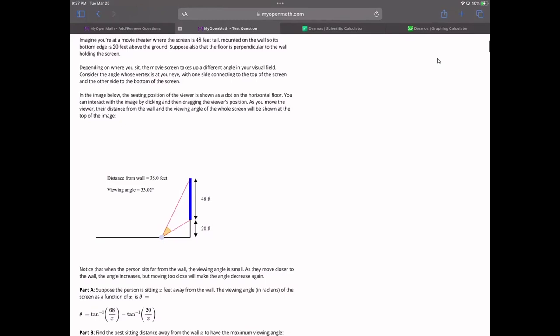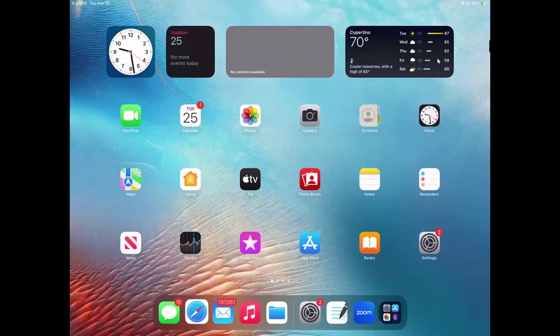Whereas if I go really close to the theater, to those terrible seats nobody wants, you get a tiny little viewing angle, only like 12 degrees. Way back at the very back of the theater, you only get 20 degrees. Somewhere around there, 33 or so. It looks like my max is right around 36 feet away from the wall. That's the maximum viewing angle. So that's the deal.